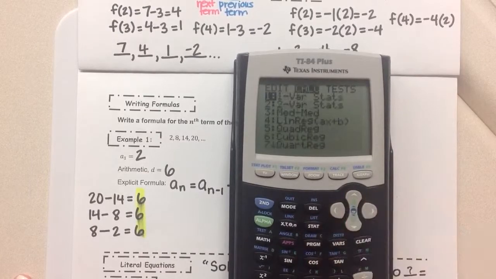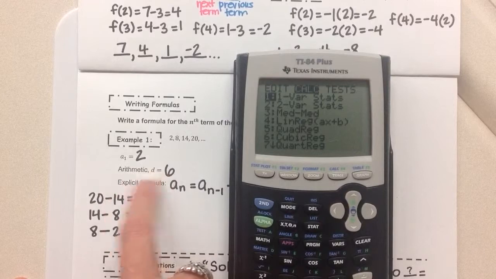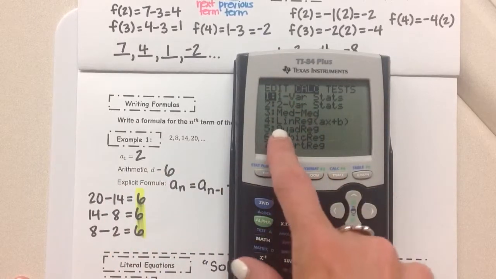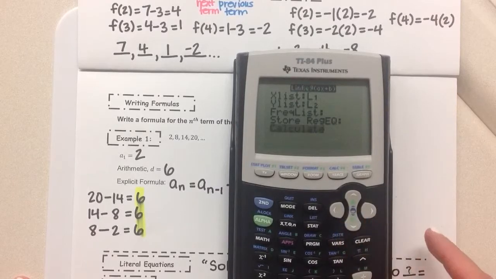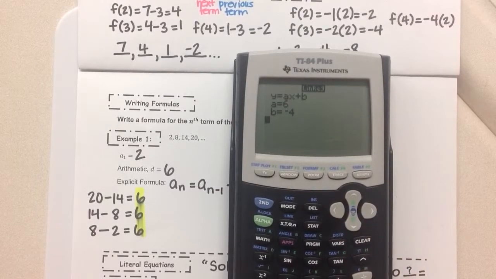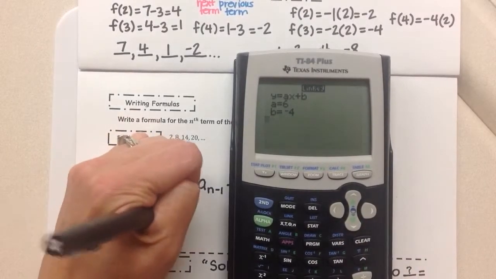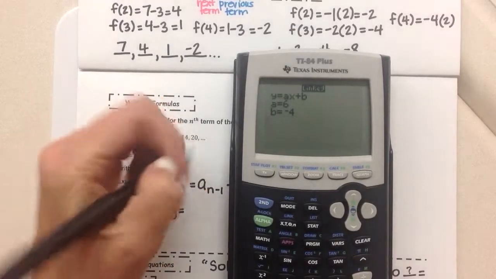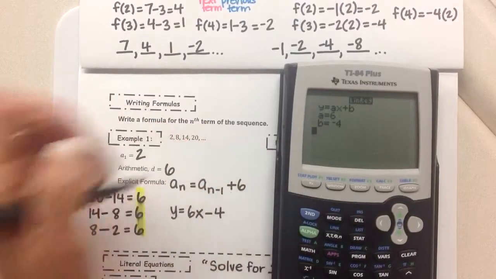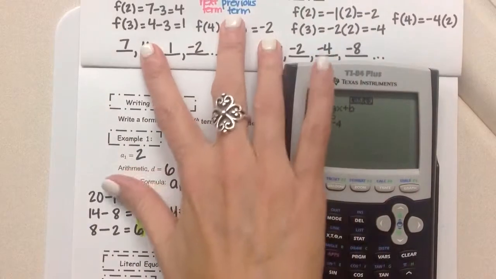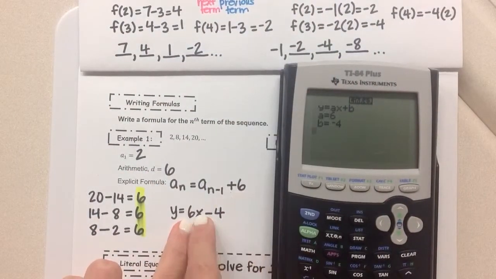And then we're going to go to Stat. We're going to arrow over to Calc, and from this list, remember, it's linear because it's arithmetic, so we've got to pick the right option, and the option for linear is 4. Then we're going to arrow down to Calculate, and we're going to get the equation in our calculator. And we're going to get y equals 6x minus 4.